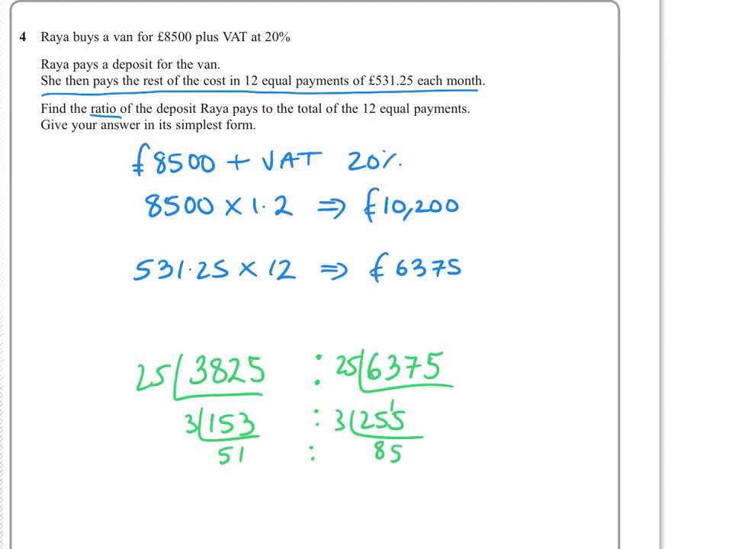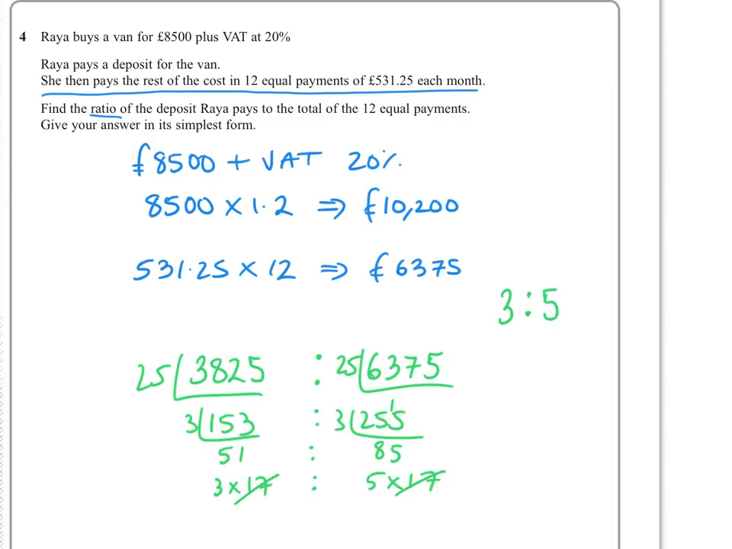So 51 to 85, I know that 3 times 17 is 51, just because when you play darts, treble 17 is 51. If you don't know that, you can look for other factors that they share. And I know that 5 17s is 85 by looking at it. So I know that this is 3 times 17, and this is 5 times 17. So in this case, I can just cancel by 17, and I'd have a final answer of 3 to 5, which is the most simple form.